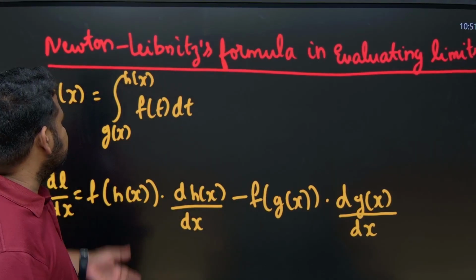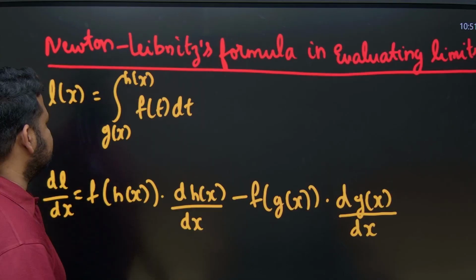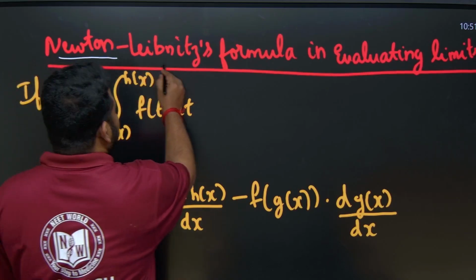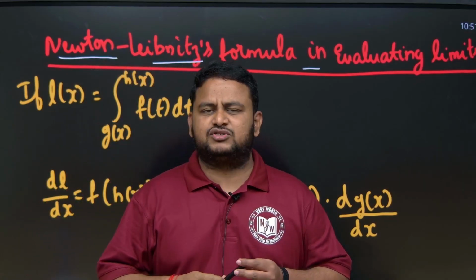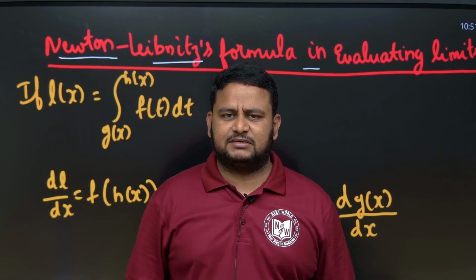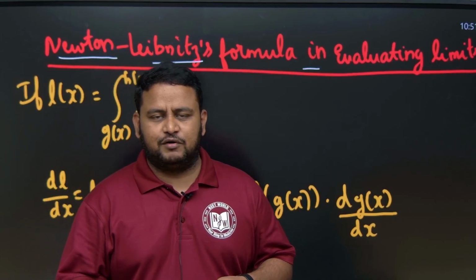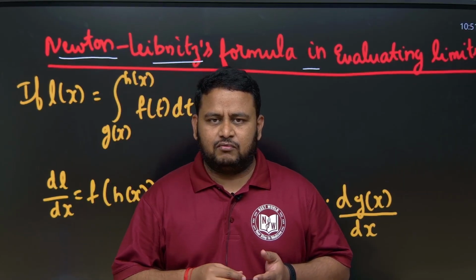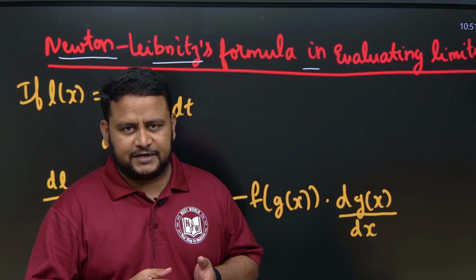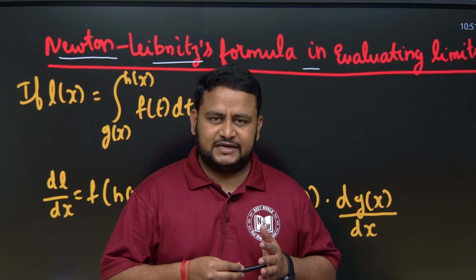First thing is the concept of Newton-Leibniz formula in evaluating limits. For evaluation of limits, we have learned so many methods. One is direct substitution, factorization, rationalization, and if it is infinity by infinity form, what is the property we used, and if it is 1 to the power of infinity, what did we use? That is the tree monkey property. And if it is 0 by 0 form, what is the method we used? That is the L'Hospital rule.